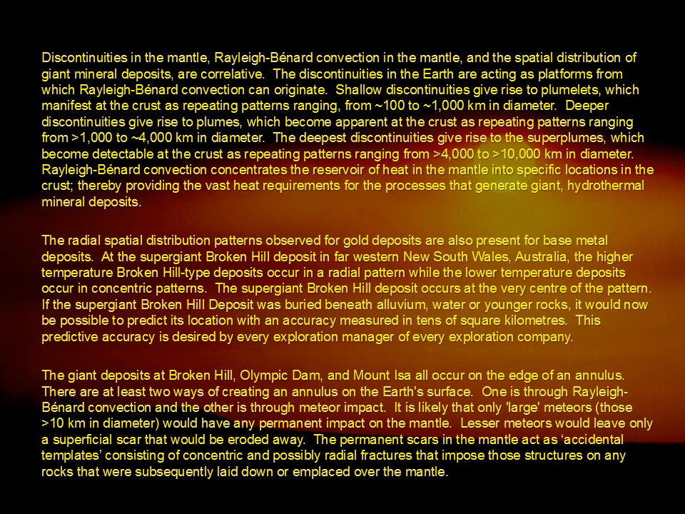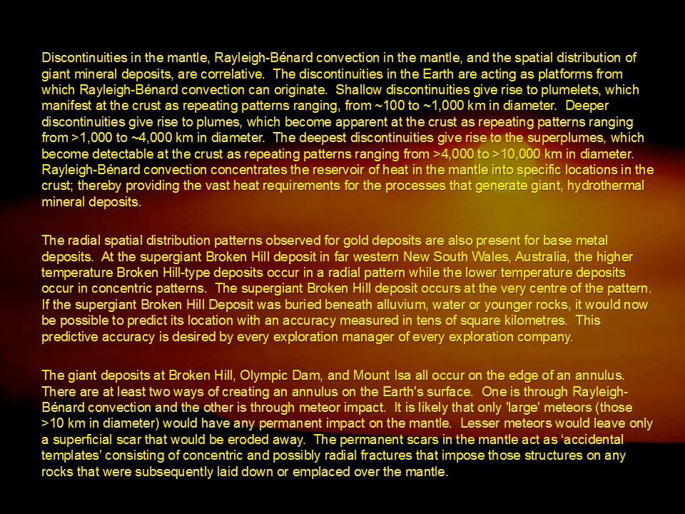There are at least two ways of creating an annulus on the Earth's surface. One is through Rayleigh-Bénard convection, and the other is through meteor impact. It is likely that only large meteors, those greater than 10 kilometers in diameter, would have any permanent impact on the mantle. Lesser meteors would leave only a superficial scar that would be eroded away.